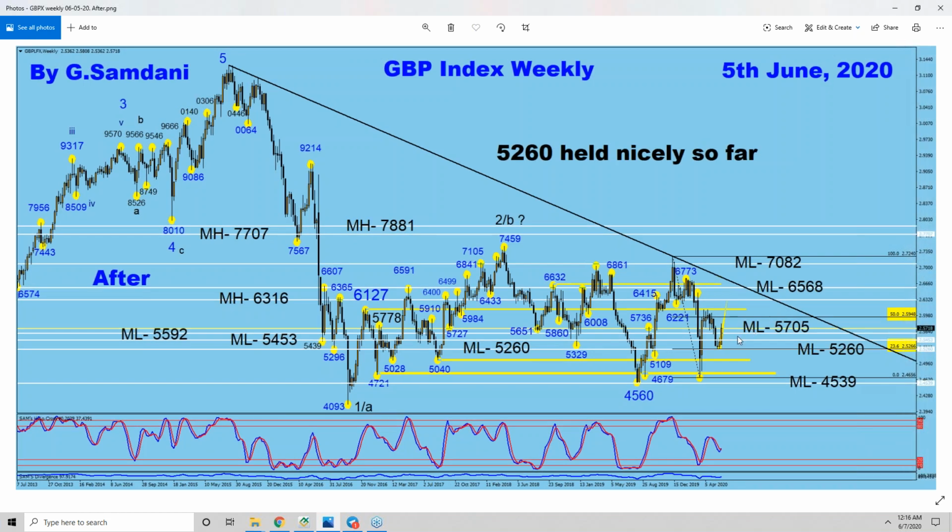So far, it bounced and then it went up. Pound got strong as we were expecting, and that's why I have pound Aussie, pound yen, and pound USD long, all those long trades because of this.